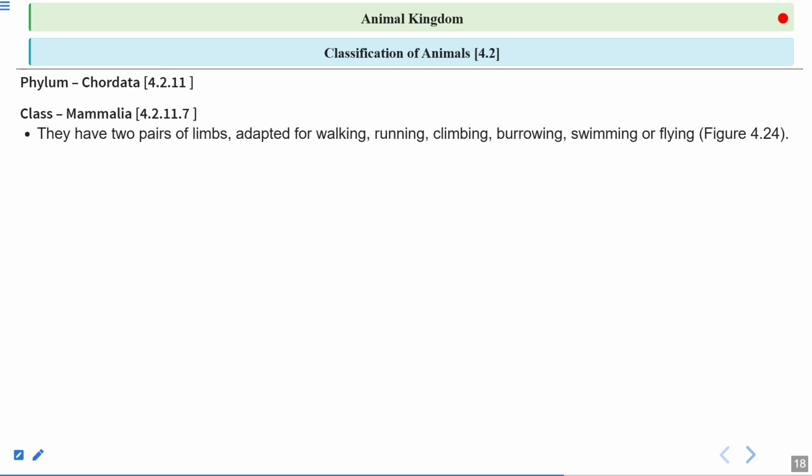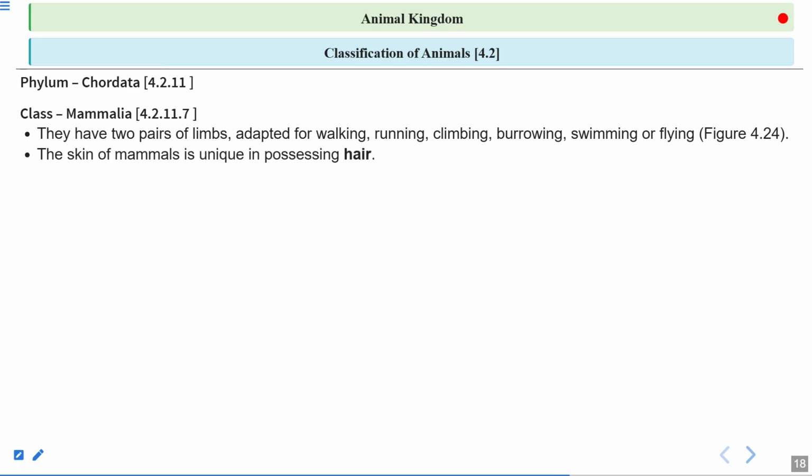But other mammals are also adapted for running, like we can say lion, cheetah, they are adapted for running. Climbing, monkey, they are adapted for climbing. Burrowing, rabbit, rabbit is a mammal and it is adapted for burrowing. Swimming, your whale, and flying, that is bat. Yes, platypus is also there. Platypus, duckbill platypus.